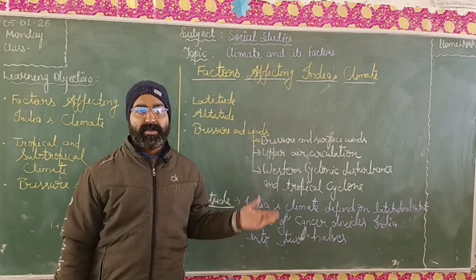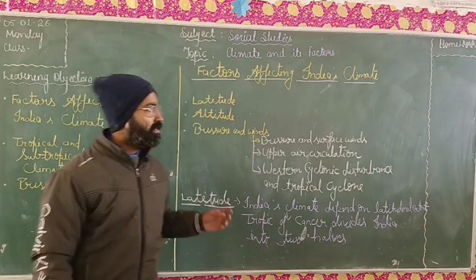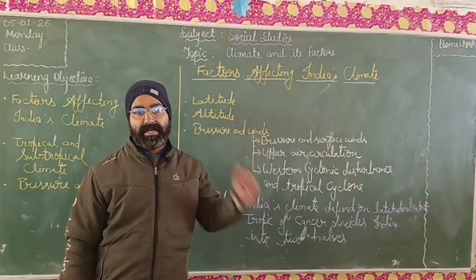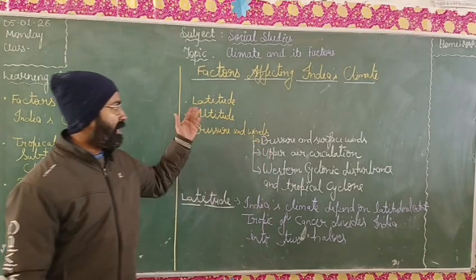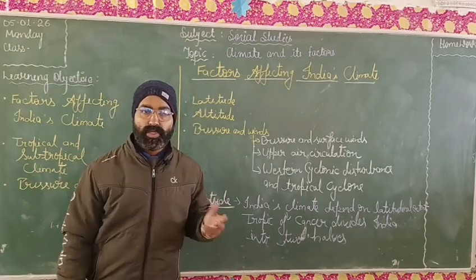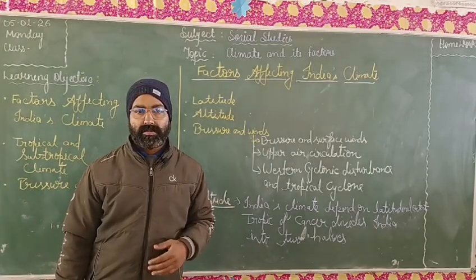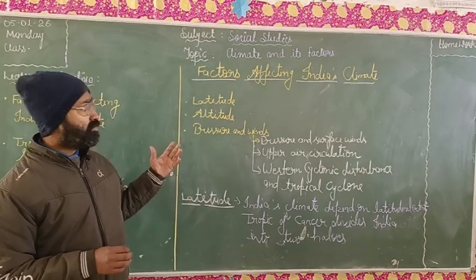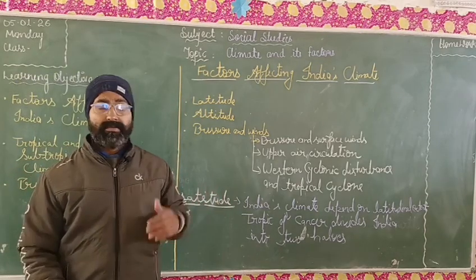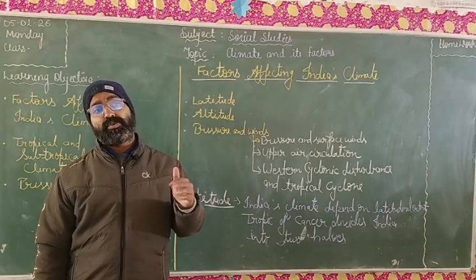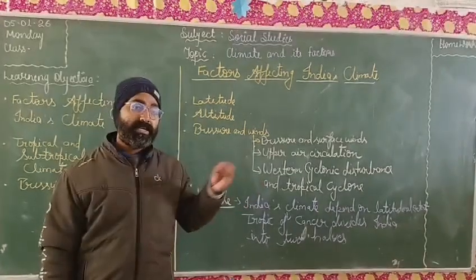Some of the topics I have covered already, like climatic controls, the six major factors of climatic control: latitude, altitude, pressure and winds, distance from the sea, ocean currents, and relief features. Those topics were related to the whole world.